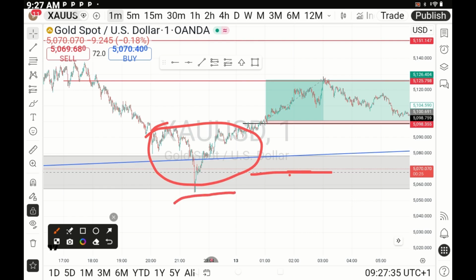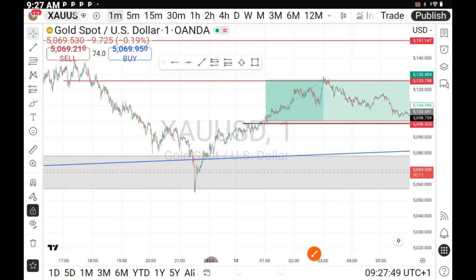You can see how it respected the zone, and that's why I always talk about the ability to mark out zones that the market must respect. That is the key for you to be able to determine turning points and then use sniper entry and catch good trades like that.